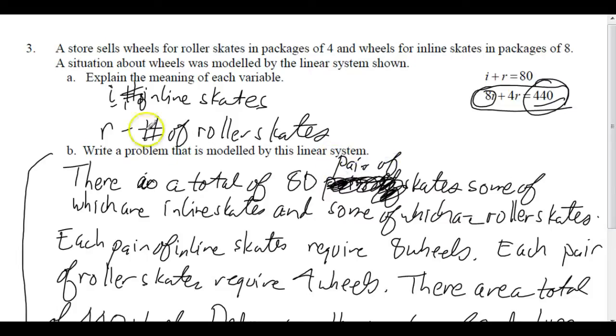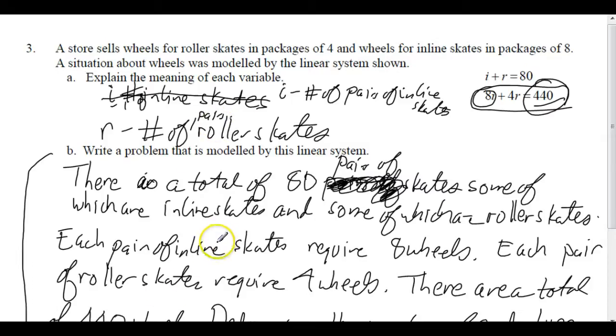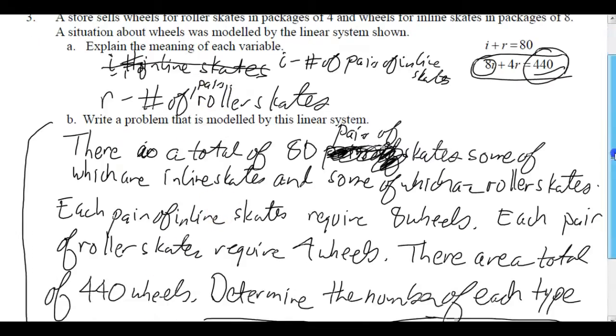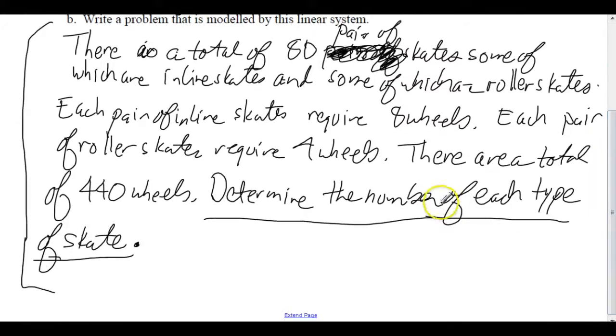Pairs of, so the number of pairs of roller skates, pairs of inline skates, and the number of pairs of. So sometimes going back and looking things over helps us to refine our thinking and our situation. Determine the number of pairs of each type of skate.